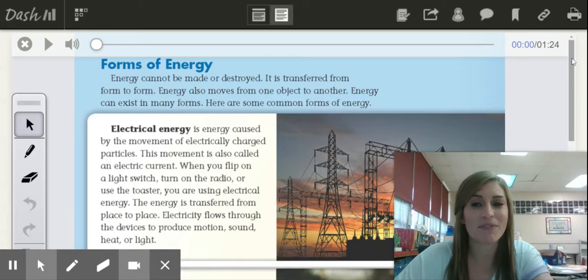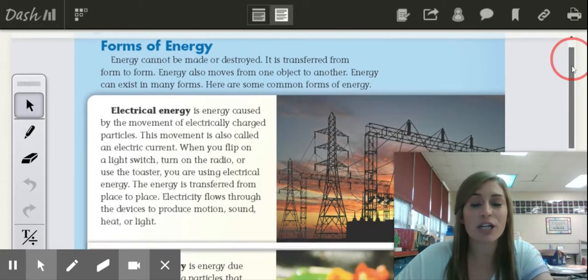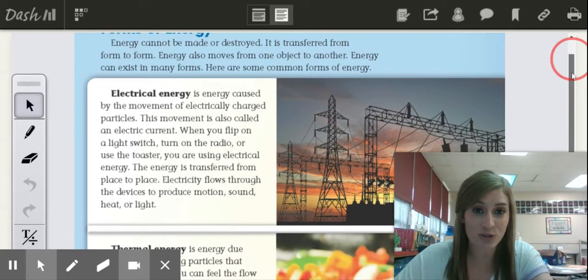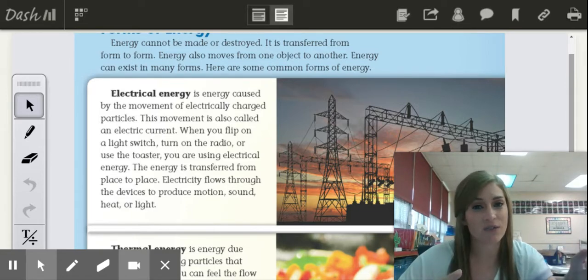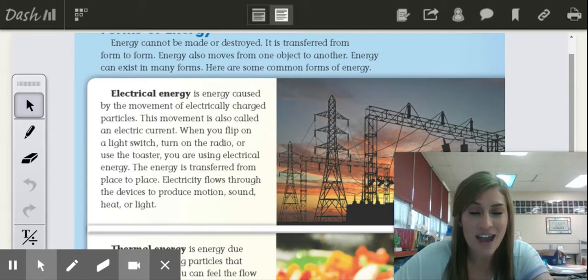Okay, we're going to talk about some different forms of energy. Energy cannot be made or destroyed. It is just transferred from one form to another form. So we don't lose electrical energy when we change it to light energy. It is just transferred, not lost. Energy also moves from one object to another. Energy can exist in many forms, and we are going to talk about some of those now.